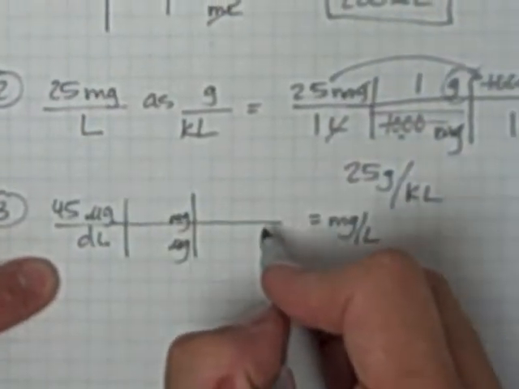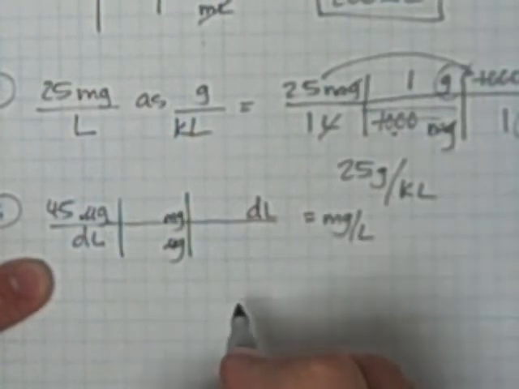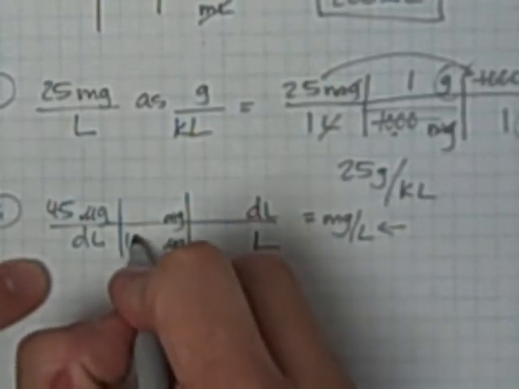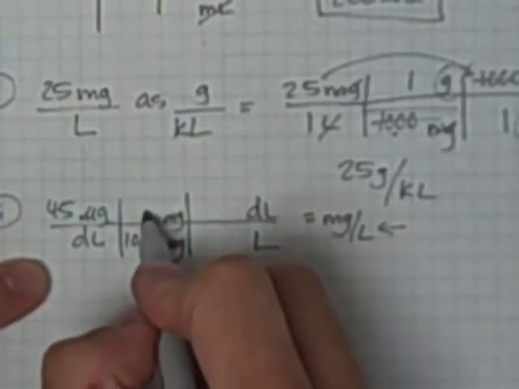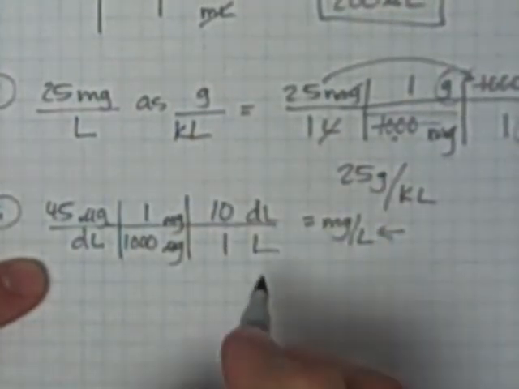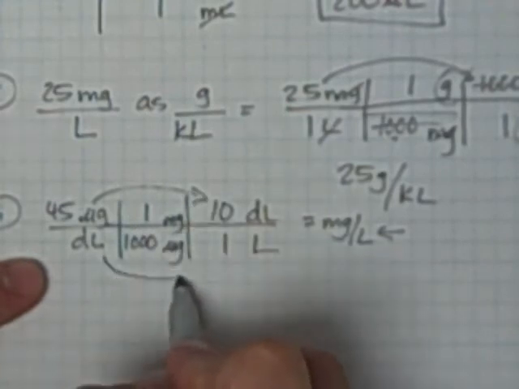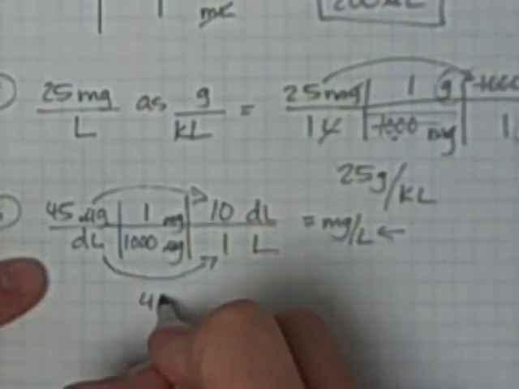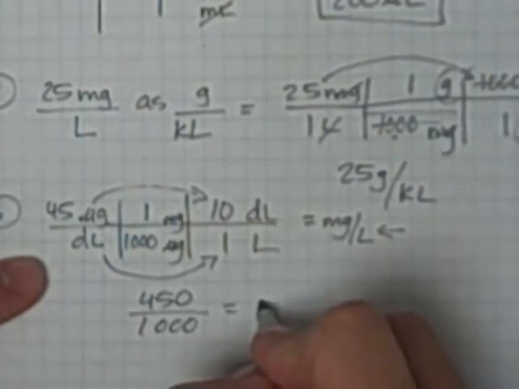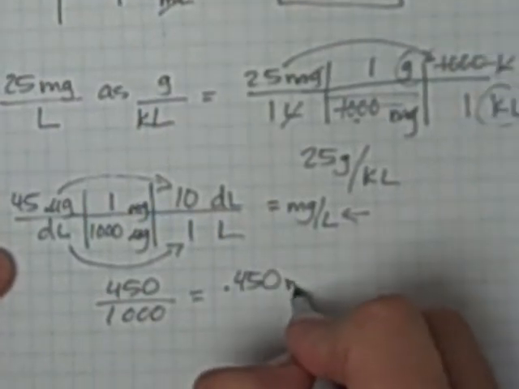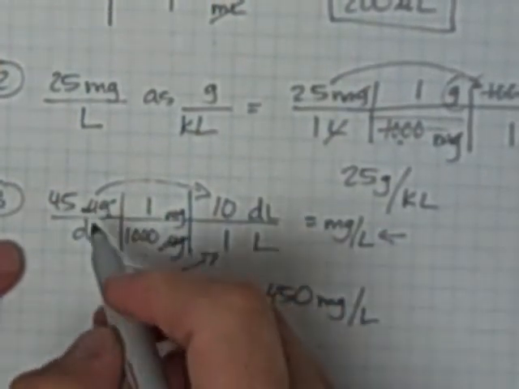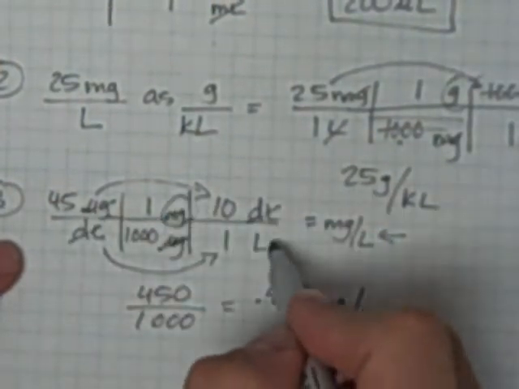And then deciliters on the bottom here, so I'll put a deciliter at the top there, and I need to go to liters, so we'll put liter on the bottom. I know that there are 1,000 micrograms in every 1 milligram, and I know that there are 10 deciliters for every 1 liter. So now I'm going to do the math across the top and math across the bottom, and I end up with 450 over 1,000. I do that math and I end up with 0.450 milligrams per liter. That makes sense because my micrograms canceled out, my deciliters canceled out, I was left with milligrams per liter.